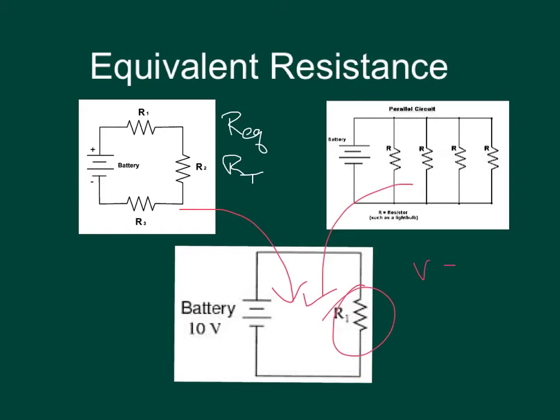Because remember, in the last one, we went V equals IR. If we knew the voltage and we knew the resistance, we could find the current. Or if we knew one of the others, we could find the voltage on the battery. So there will always be two that you know and one you're looking for. And so that's what we're trying to do here. We're trying to figure out how this circuit behaves as if it were a single resistor. How does this whole circuit behave if it were a single resistor?